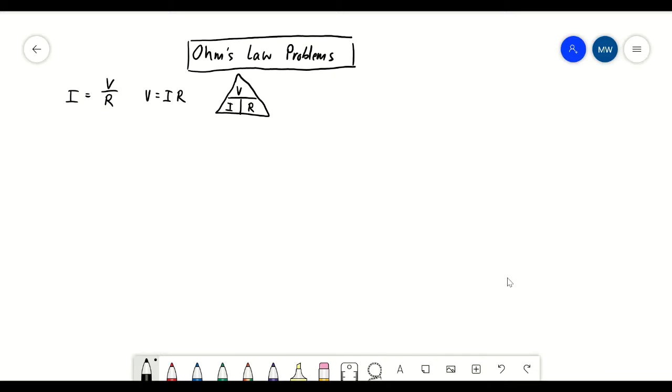Hello students, let's do an Ohm's Law practice problem. Actually, let's do two of them. I think you're going to find that these are very straightforward. So remember, Ohm's Law says current equals voltage divided by resistance.